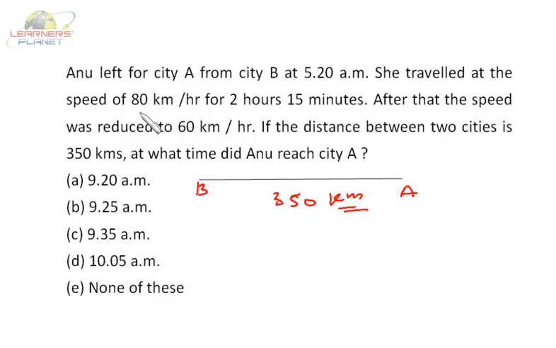Now, initially for 2 hours 15 minutes, the speed was 80 km per hour. So in 2 hours, it might have covered 160 km, and in 15 minutes, it can cover 20 km. That means in all, in 2 hours 15 minutes, it might have covered 160 plus 20, that is 180 kilometers, at the rate of 80 kilometer per hour. After that, the speed was reduced to 60 kilometer per hour.